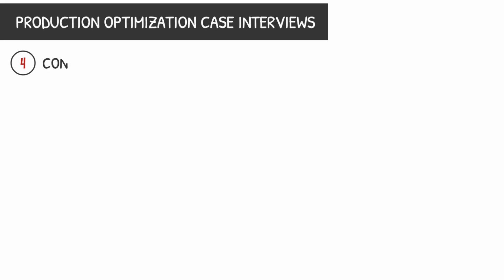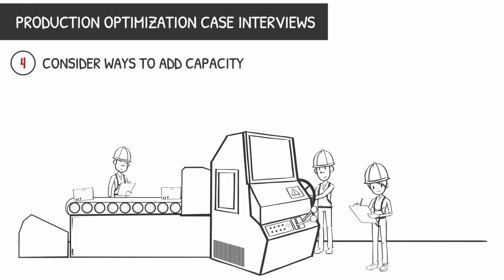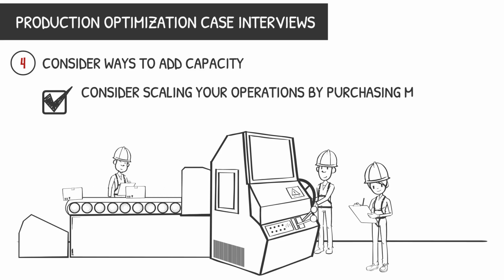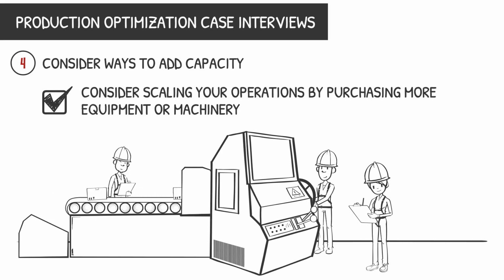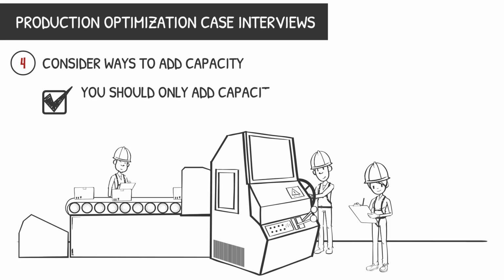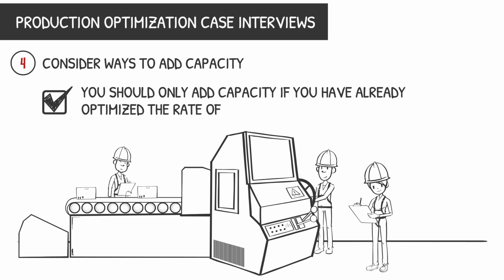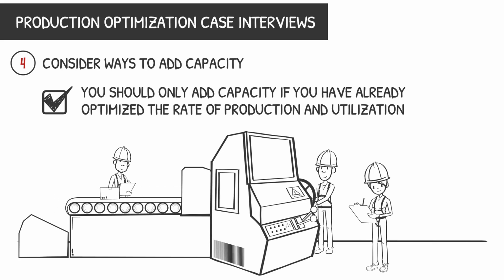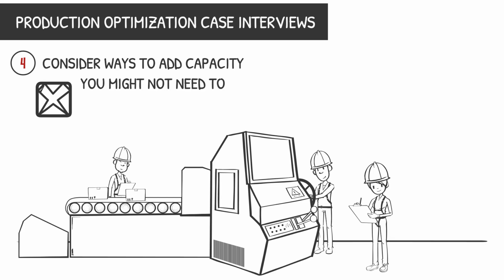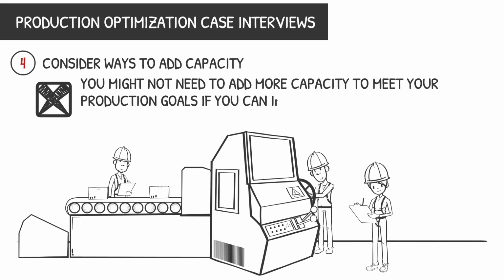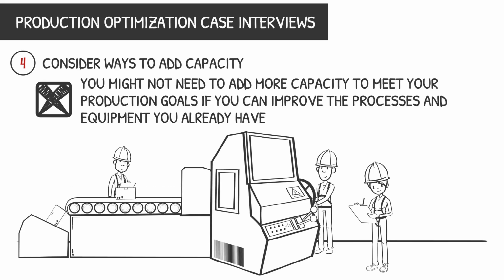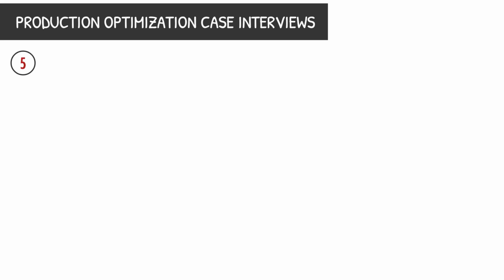Moving on to step 4, consider ways to add capacity. The third way to increase production is to add capacity. Consider scaling your operations by purchasing more equipment or machinery. In general, you should only add capacity if you have already optimized the rate of production and utilization. You might not need to add more capacity to meet your production goals if you can improve the processes and equipment you already have. And finally, step 5, quantify the change in production.